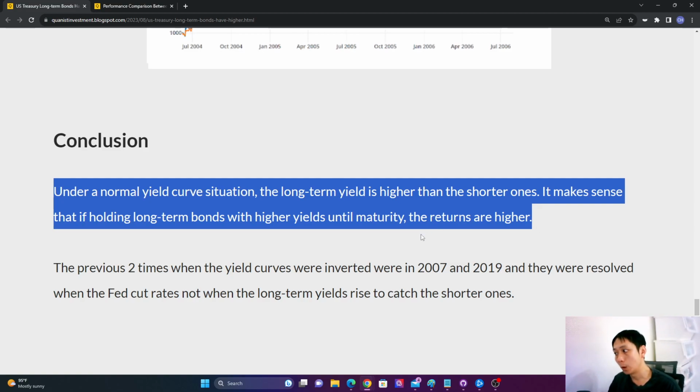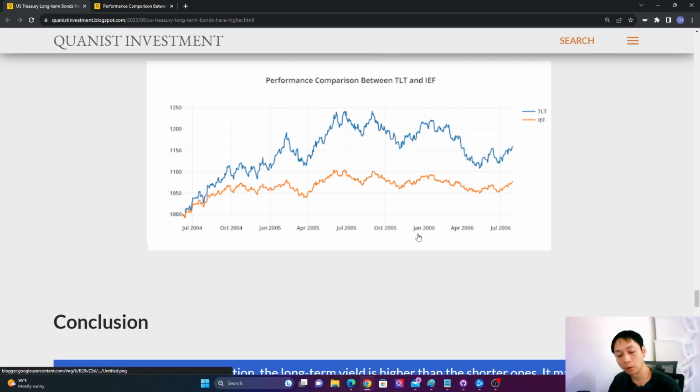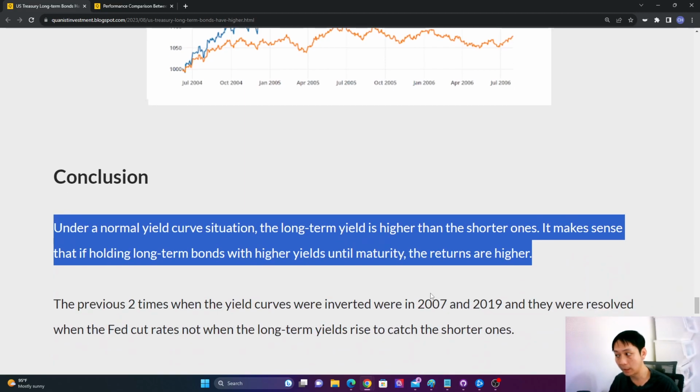So for the historical returns, we see normally, yes, holding longer-term bonds will give you a better chance of winning against the shorter ones. I guess during the data I have, most times the yield curve is not inverted; it's normal. It's something that I'm looking into and it gives me some thought about what I want to put my money in.